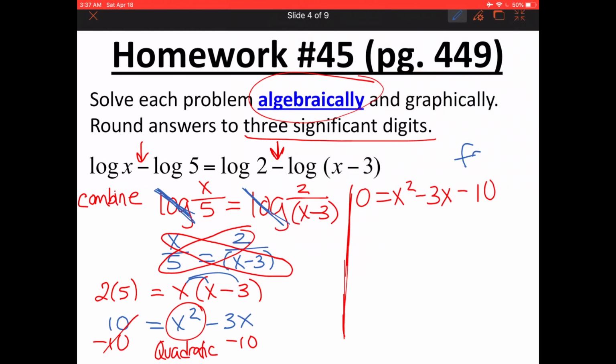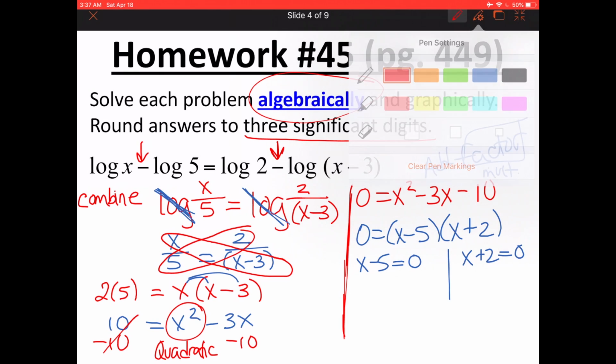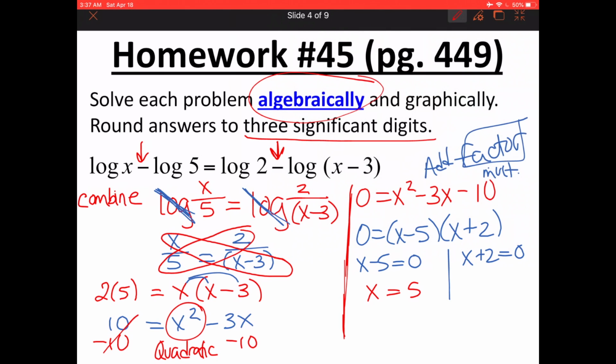All right, so let's go ahead and factor. I need two numbers that add to -3 and that multiply to -10. So my two numbers are going to be -5 and +2. So I write those as my factors. I set each factor equal to 0. And so then, for my answers, I get x equals +5, x equals -2.